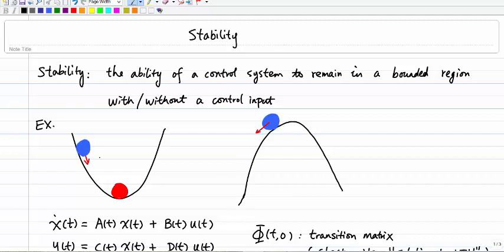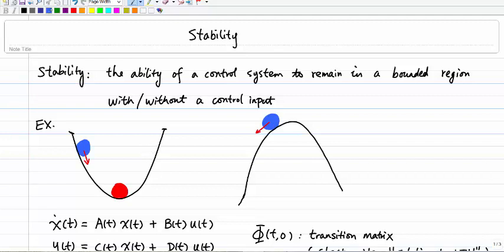So the first case is stable because it doesn't matter where you started, as long as you stay within this region and don't go beyond it. If you put it over there, assuming we have friction, it will stabilize at this point. Even if I put it over here, this location.